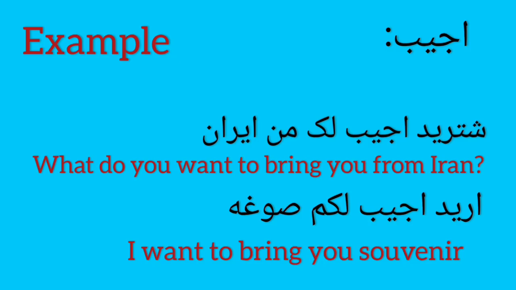أجيب means I bring. For instance, شو تريد أجيب لك من إيران. What do you want me to bring you from Iran? شو تريد means what do you want. شو or شنو means what. And تريد means you want. When you say شو تريد, it basically means what do you want.